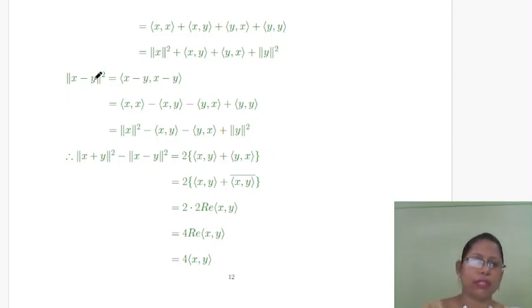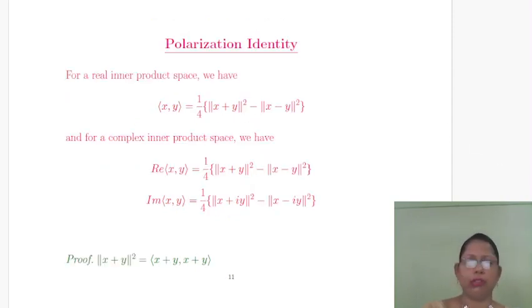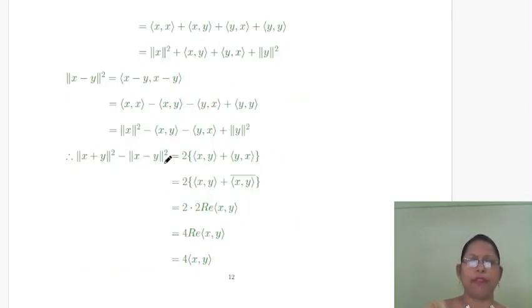Then I will subtract this from this one. I will get the left hand side as this one, and on the right hand side, when I subtract, this will be left as it is, this will be multiplied with a minus, so minus becomes plus, minus becomes plus, and this will be minus. So from here this term will cancel out with this term, and this will be twice the inner product of xy plus the inner product of y comma x.